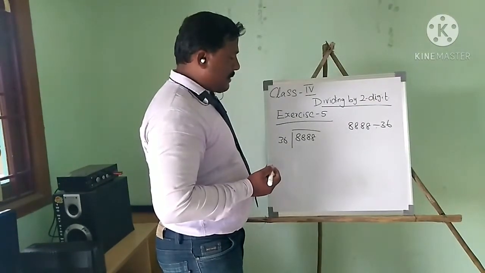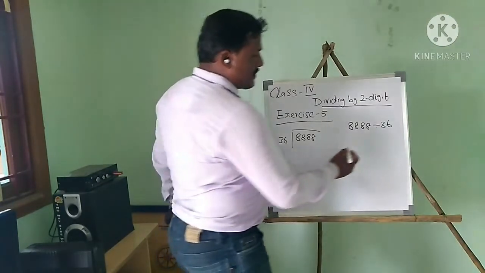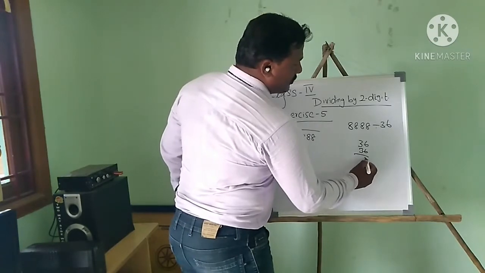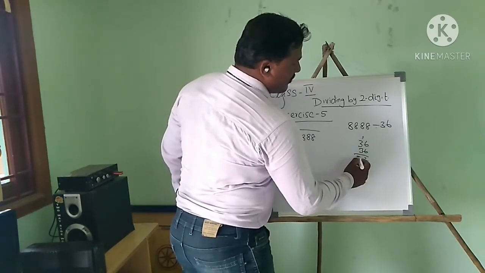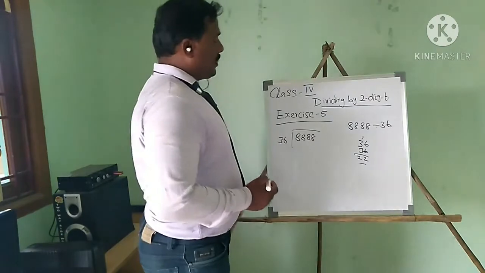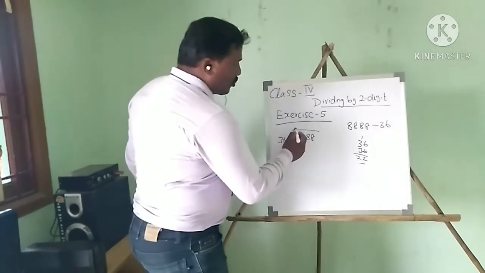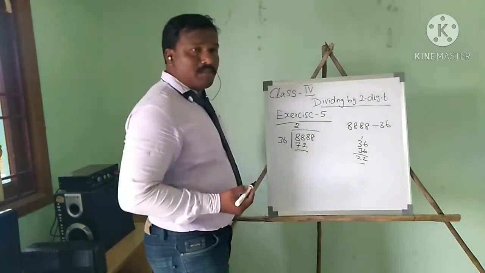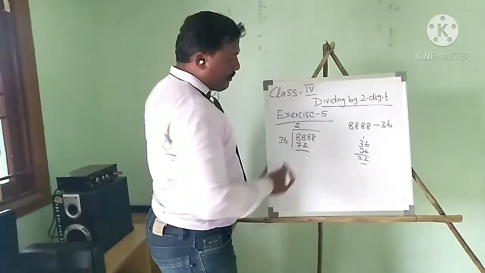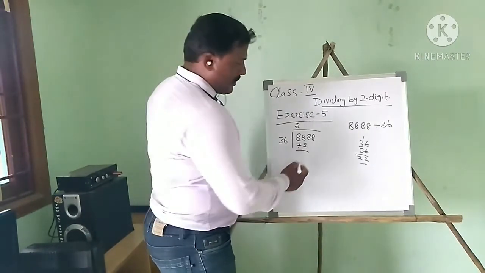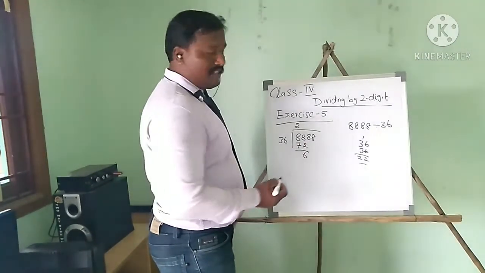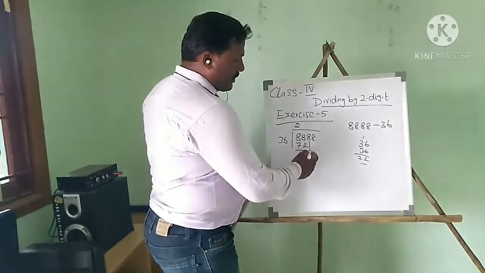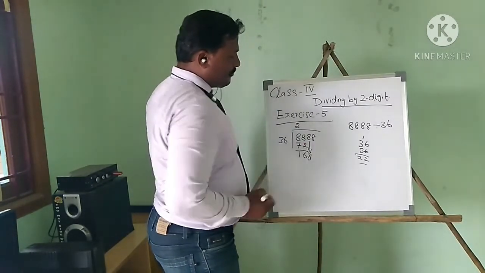So if I take 2 times, 36: 6 twos are 12, remainder 1. 2 threes are 6 plus 1, 7. So 72. Okay, 72 is okay. Now 2 times 36 is 72. Now I want to subtract. So 8 minus 2, 6. 8 minus 7, 1. So 16 as the remainder. So I will take one more digit, 8.